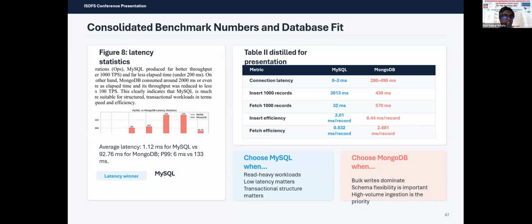As can be seen here, the average latency is 1.12 milliseconds for MySQL, versus 92.76 milliseconds for MongoDB. So MySQL is the latency winner. These are the distilled metrics for the presentation, MySQL and MongoDB: the connection latencies, insert of 1000 records, fetch of 1000 records, insert efficiency and fetch efficiency.